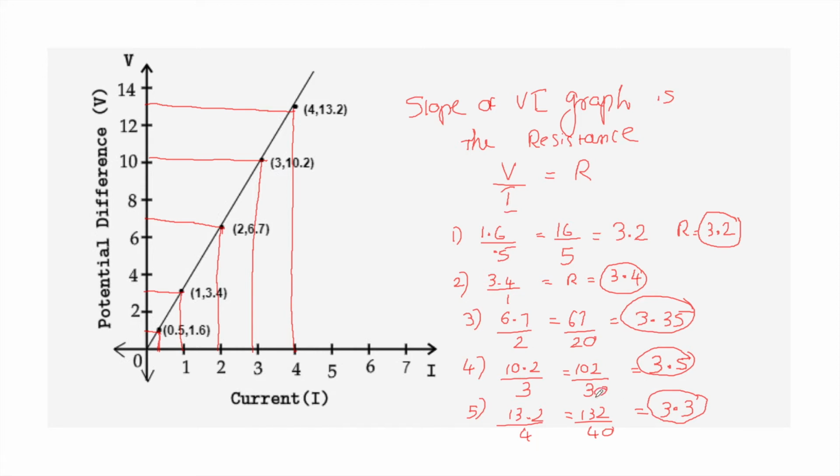V by I always it will be a constant. That constant is known as resistance. So always the slope will be the same for all the corresponding values.